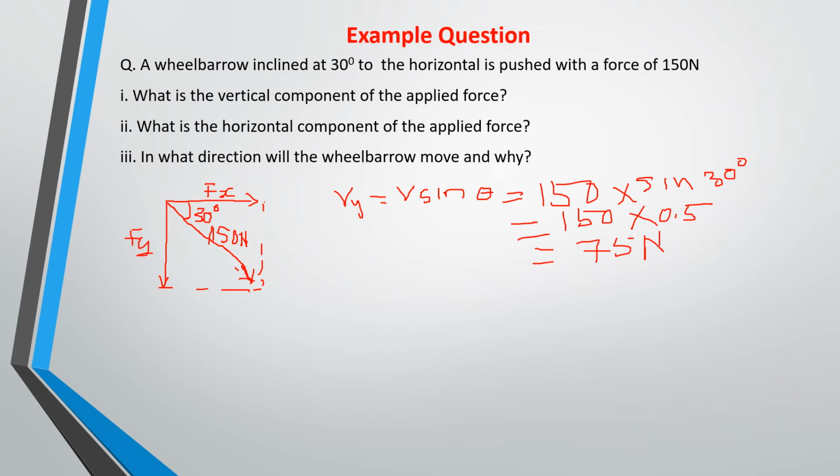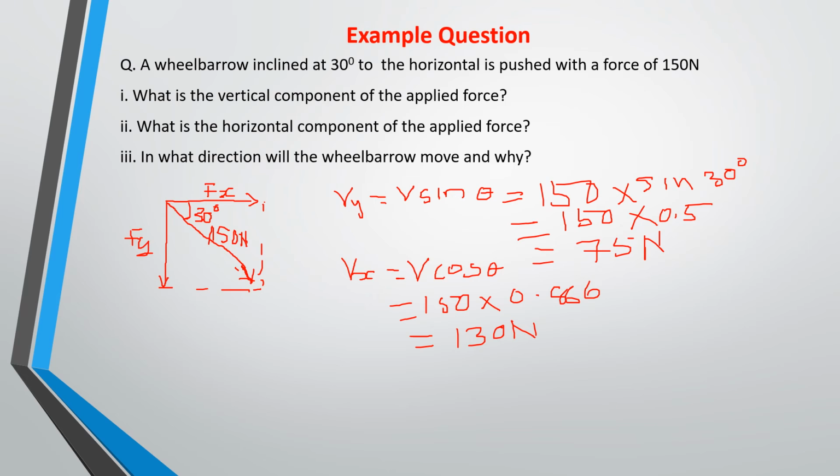Quite easy, right? Same thing with the horizontal component. Vx equals V cos theta. So that gives us 150 times cos 30 degrees, which is 0.866. So if you multiply that out, you're going to have 130 Newton.